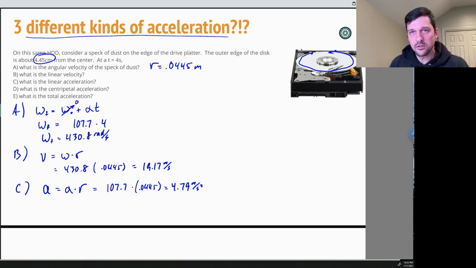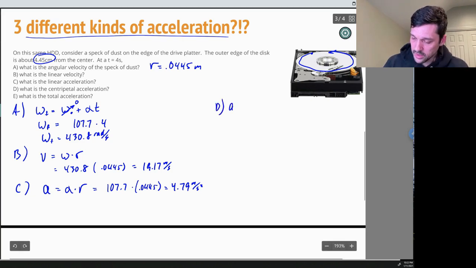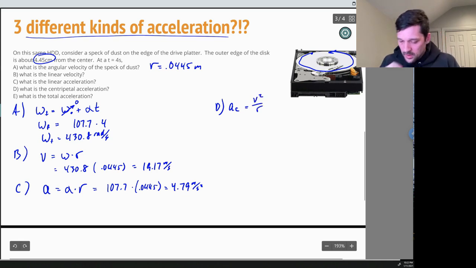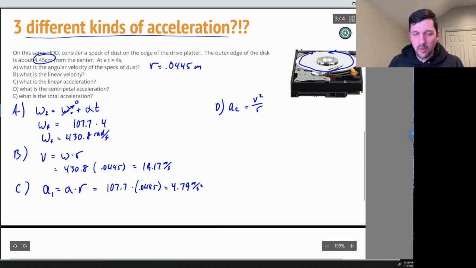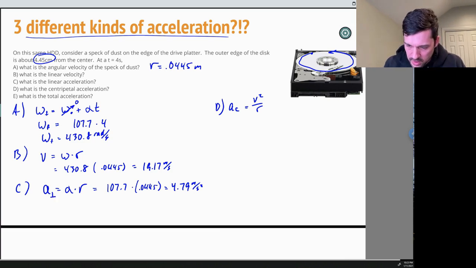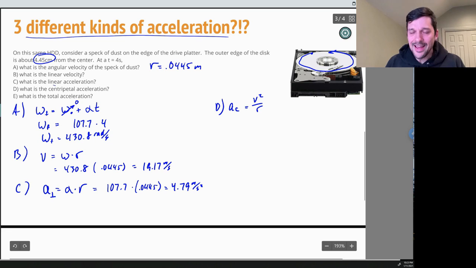Now, let's try something that we are familiar with because we've been doing it a lot lately, the centripetal acceleration. Centripetal acceleration is v squared over r. So here's where we have to distinguish between a couple different kinds of acceleration. We're going to call this perpendicular acceleration, this one for part C, the linear acceleration, as if it were moving in a straight line, how much speed would it be picking up in that straight line?